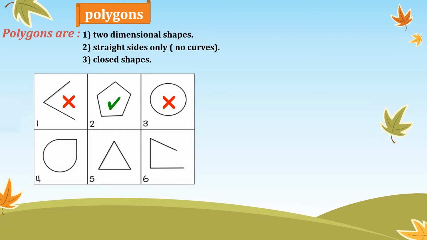Number 5, yes, it's a polygon. It's a 2D shape, with straight sides and closed. Number 6, it's not a polygon because it's an open shape.